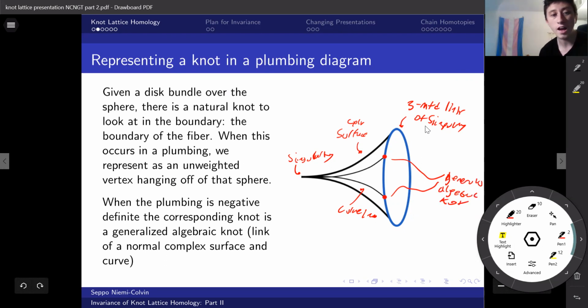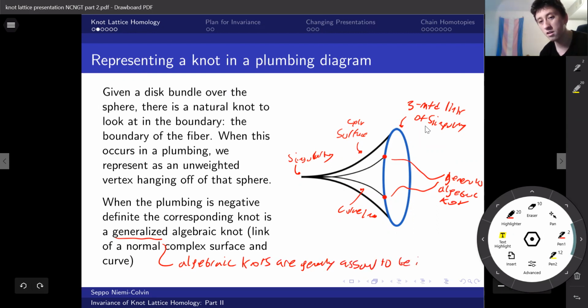As a note on the term generalized, this is because algebraic knots are generally assumed to be in S3. But generalized can have more complicated links of singularity that they are sitting in.